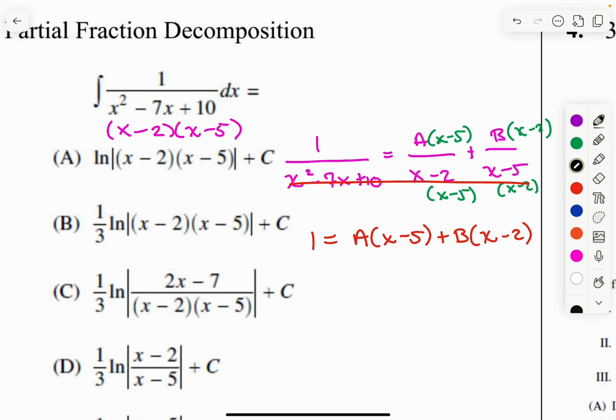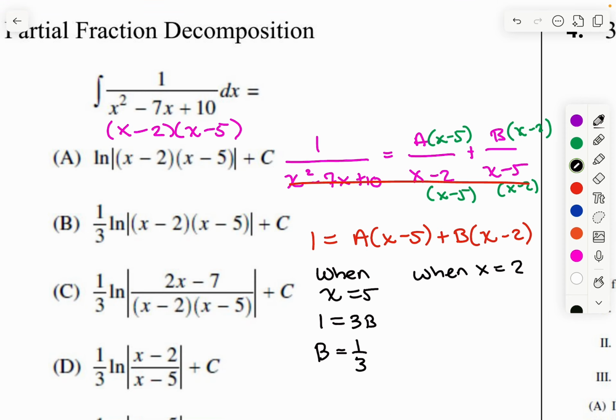So this equation has to be true for all values of x. So when x is 5, for example, we get that 1 is equal to 3b, right? 5 minus 2, 3b. So b is a third. And when x is equal to 2, we get that a is negative a third.